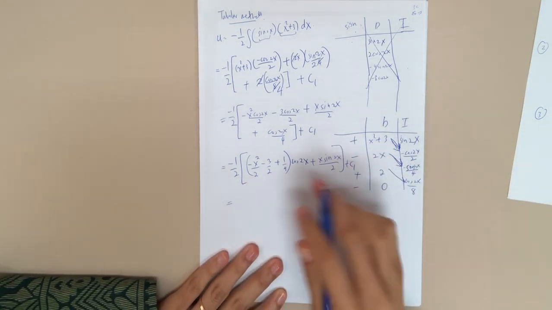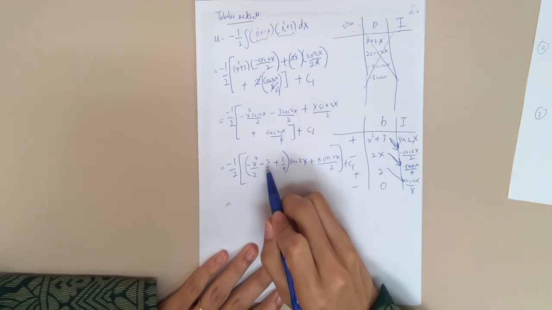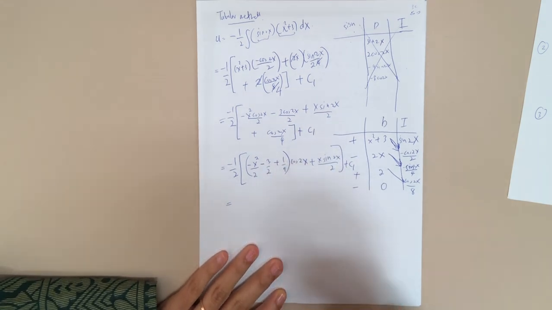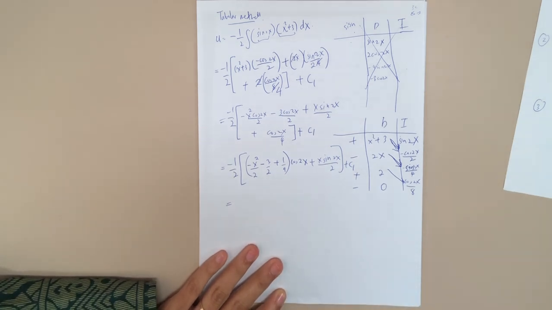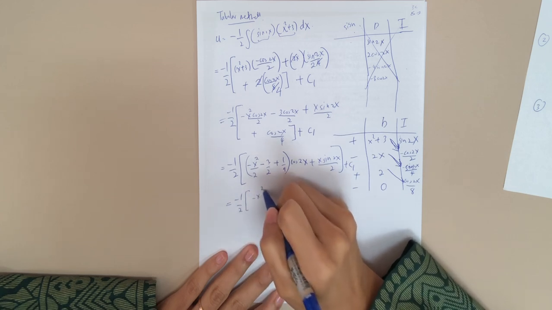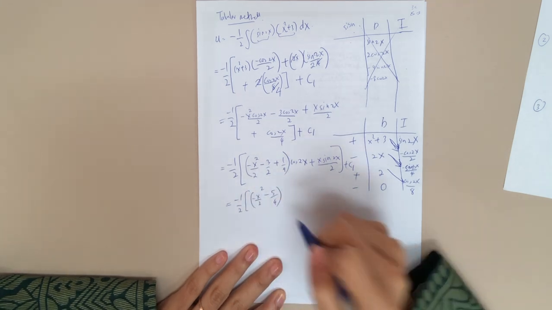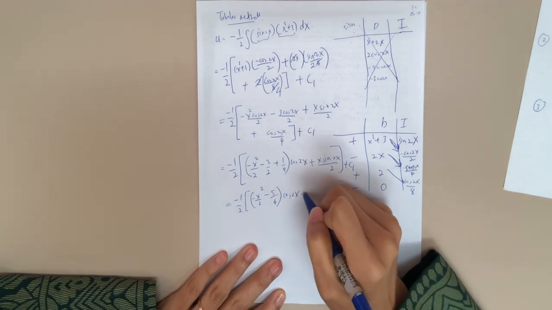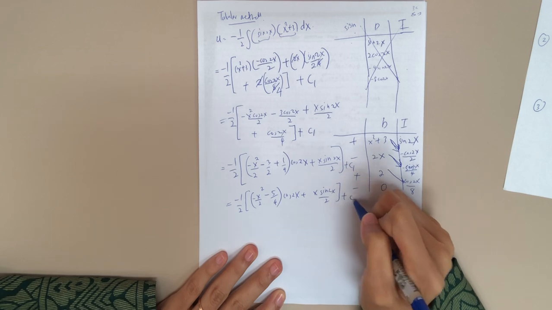So this one you can solve like this. Negative 3 over 2 plus 1 over 4, what should you get? I already calculated this: you should get negative 5 over 4. So negative x square over 2 becomes, with it, negative 5 over 4. Close the bracket, cos 2x plus x sin 2x over 2, close the bracket, plus C1.